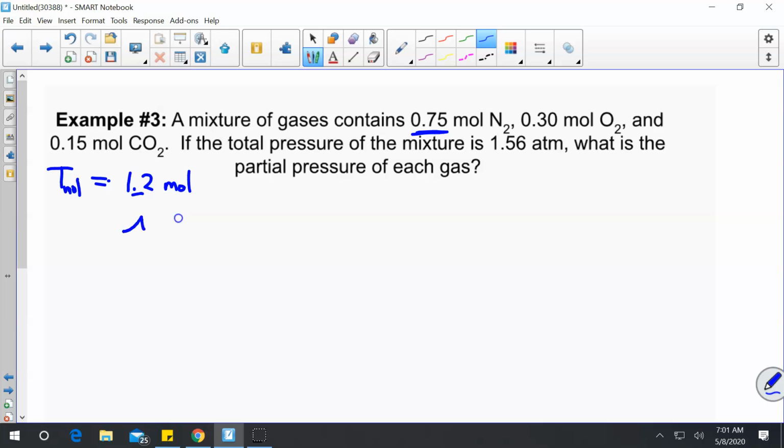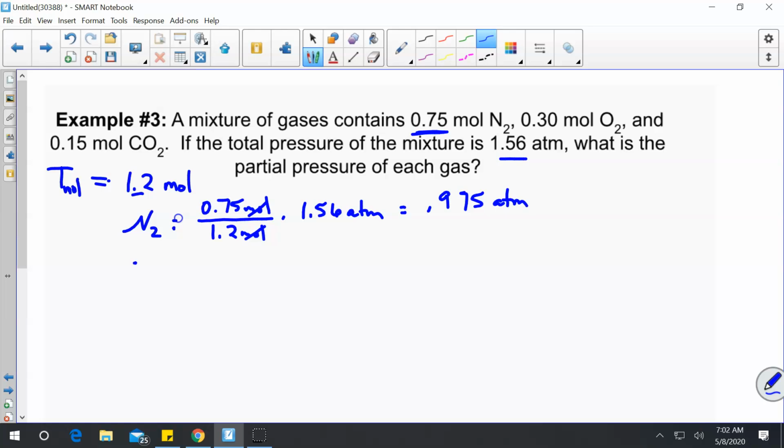part it is of the total pressure. So I'm going to take nitrogen. If I have 0.75 moles and the total moles is 1.2 moles times the total pressure, because whatever part this is of the whole, that should tell me what it is of the partial pressure. This equals 0.975 atm. So that's telling me what that pressure is.